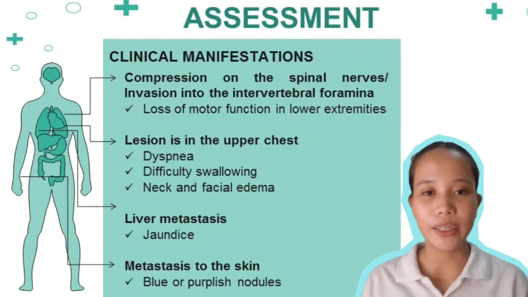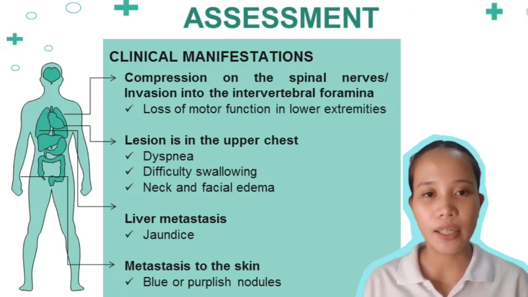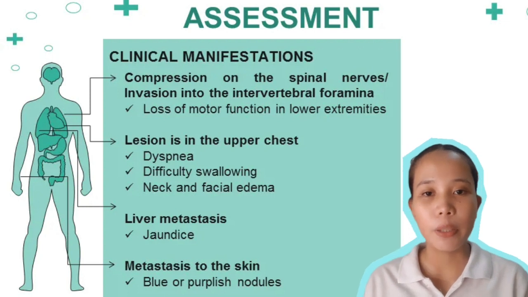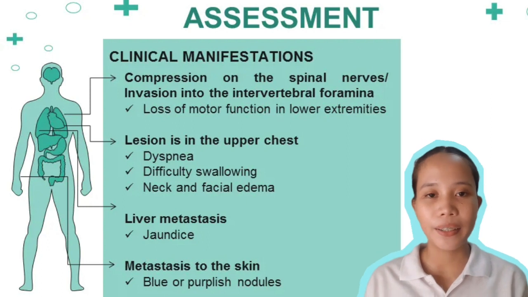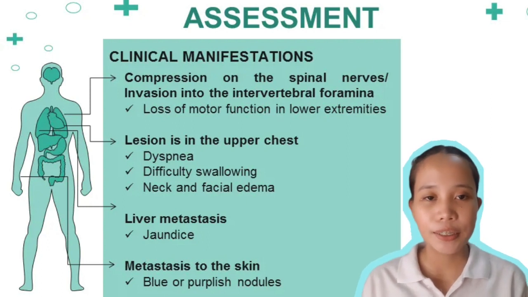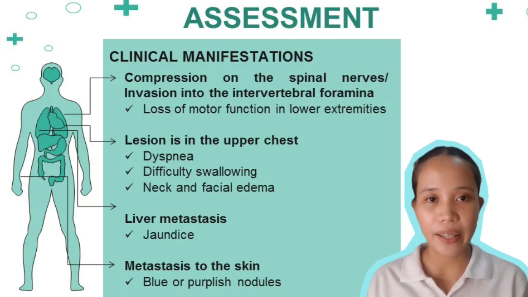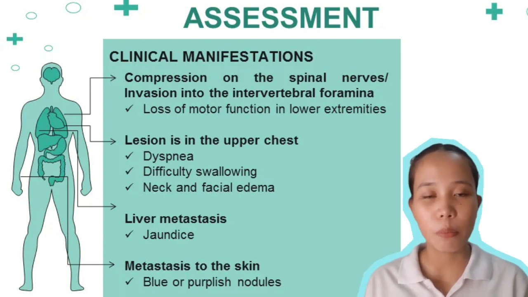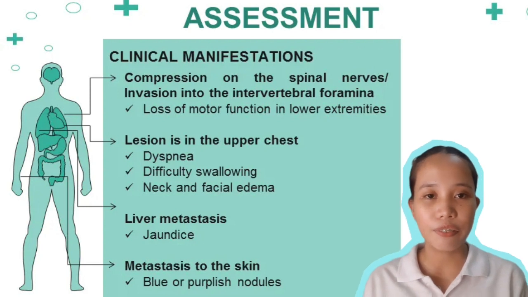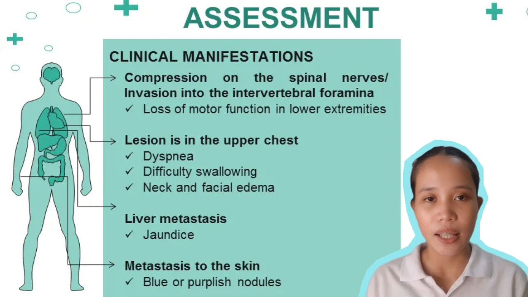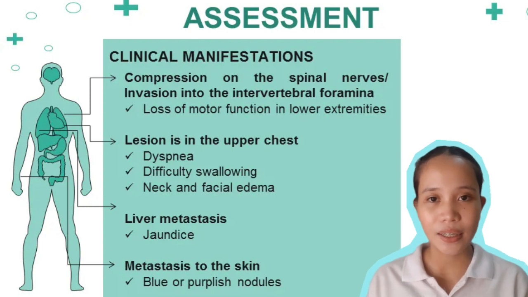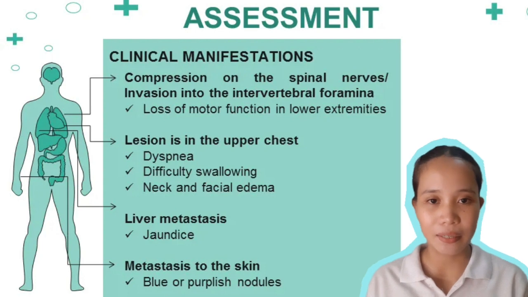Moreover, compression on the spinal nerves or invasion into the intervertebral foramina may cause loss of motor function in lower extremities. If the primary lesion is in the upper chest, children will report dyspnea, swallowing may be difficult, and neck and facial edema may occur from compression on the vena cava. If liver metastasis is present, children may have jaundice. If metastasis to the skin has occurred, blue or purplish nodules on arms or legs may be seen.